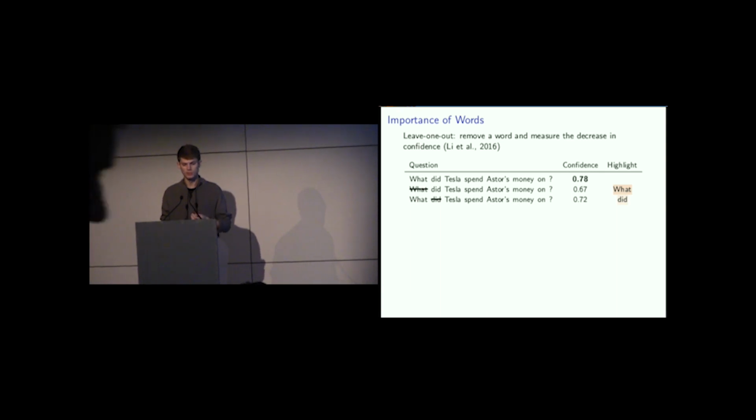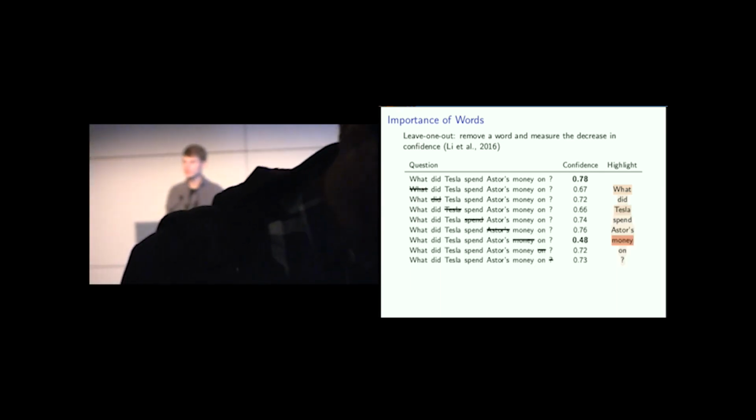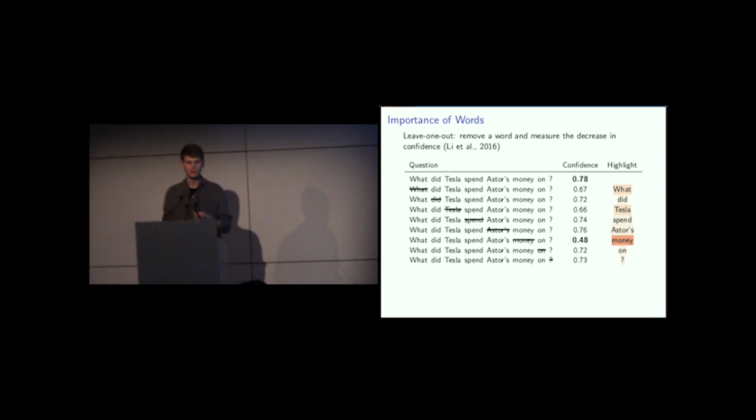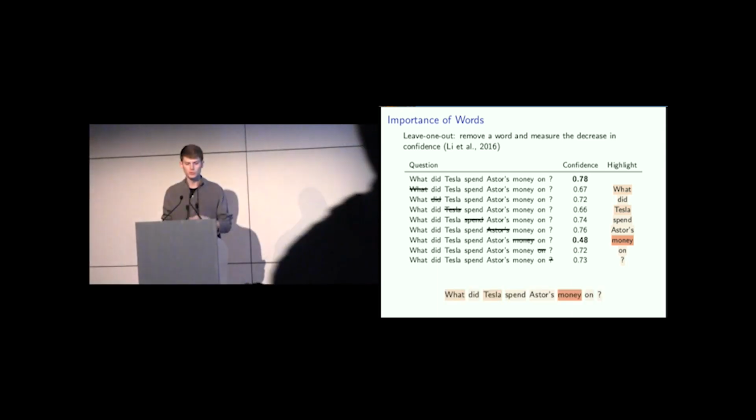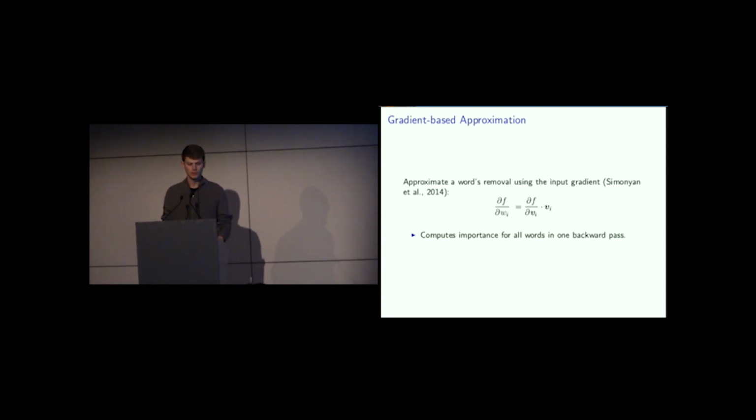We can keep doing this. We see did is a bit less of a drop. And when we remove the word money, it goes from 78 to 48, so it gets a very dark highlight. Then we consider each word independently and put them together into a final saliency map. Of course this is quite slow, especially for long inputs.